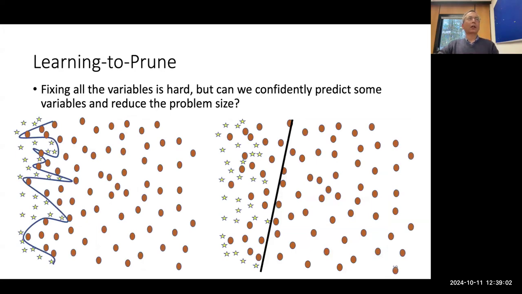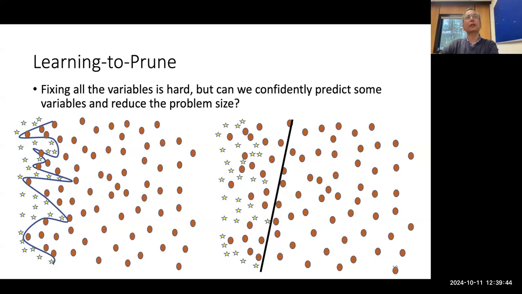Now, if we want to fix all the variables in the binary integer problem, that is what the end-to-end learning techniques do. So in this picture here, I am representing the variables that have the value 0 in the optimal solution with the brown ovals, and the variables that have the value 1 in the optimal solution with the yellow stars. And our end-to-end learning techniques try to learn a decision boundary that clearly separates all the variables that get the value 1 in the optimal solution from all the variables that get the value 0 in the optimal solution. And this, as we know, is a hard challenge.